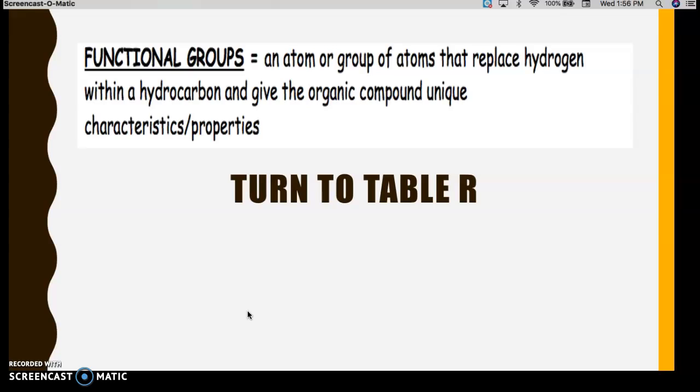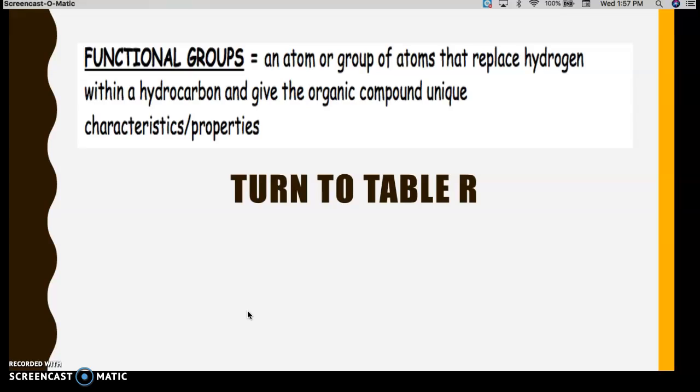So, we're going to talk today about functional groups. The thing you need to know about functional groups is once we add another element to our hydrocarbons, we no longer have a hydrocarbon. It's now an organic compound. A functional group is an atom or group of atoms that replace hydrogen within a hydrocarbon and give the organic compound unique characteristics or properties. Today all we're doing is identifying functional groups.